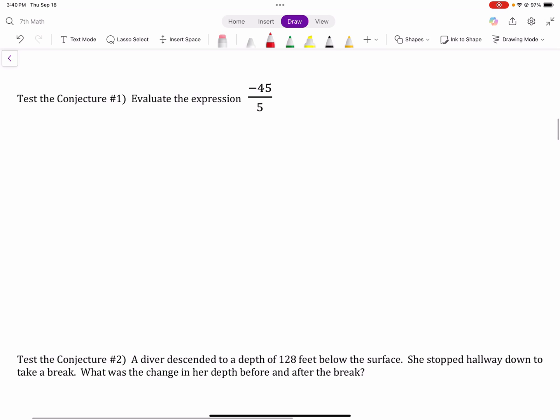Number 1 says evaluate the expression negative 45 over 5. When I have a fraction like this, which is technically what this is, a fraction is just another way to write division. A division sign is something over something. So in this case, the first something is negative 45 and the second something is 5. So this is actually negative 45 divided by 5. Either you might know negative 45 divided by 5 off the top of your head, but if you do not, let's review our long division.